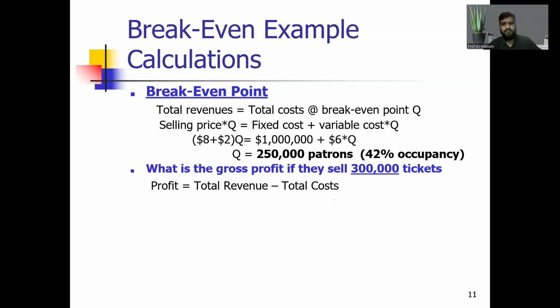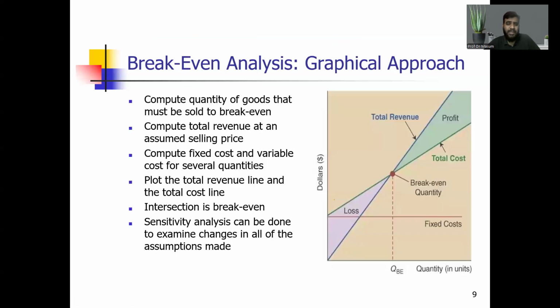Sir, I have a confusion about the gross profit thing. The 3 lakh tickets. This is additional. This is another question. Now the company is calculating sensitivity analysis.